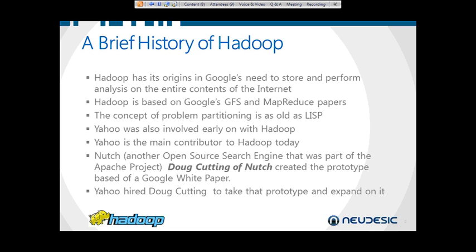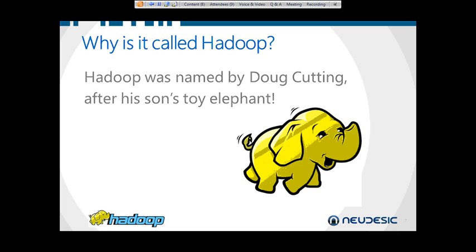Yahoo was involved early on with Hadoop, and actually is the primary contributor today. They use it heavily and also contribute significantly to the code base. They actually brought Doug Cutting on board, who was the inventor of Hadoop. But why is it called Hadoop? It was named after Doug Cutting's son's toy elephant. So it's a meaningless word, but hence the name and the logo.